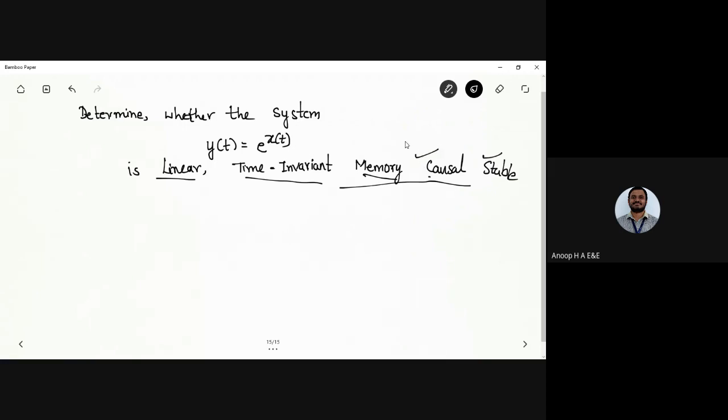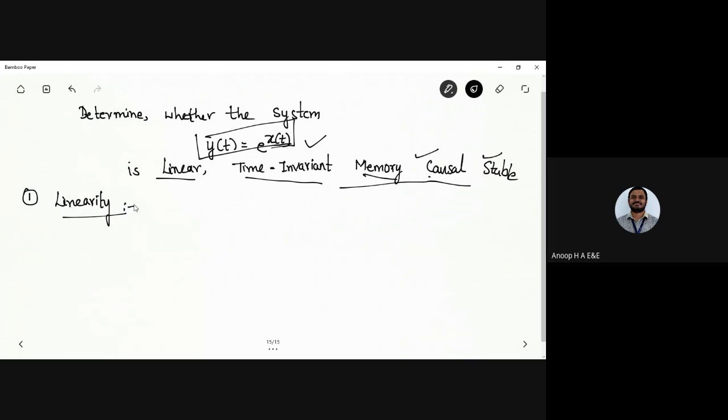We are going to determine whether the given system, y of t equals e power x of t, is a linear system, whether it is time invariant, and whether it has memory, causality, and stability. So without any delay, let's jump on to the solution. First one, that is linearity. All the steps have to be clearly mentioned.